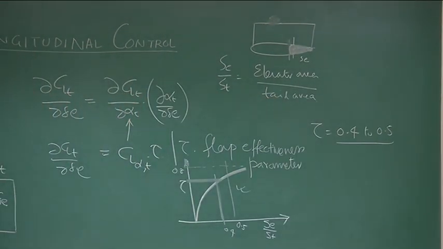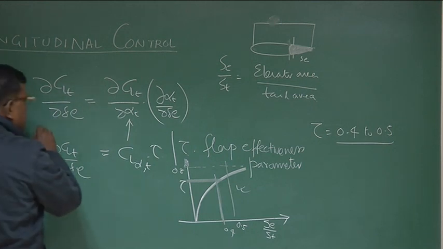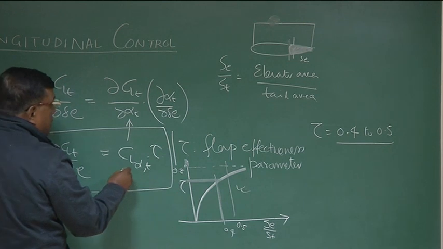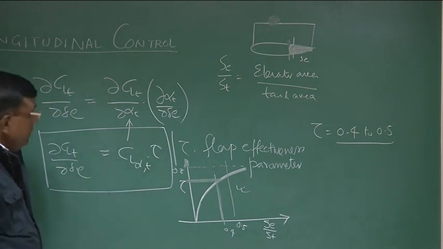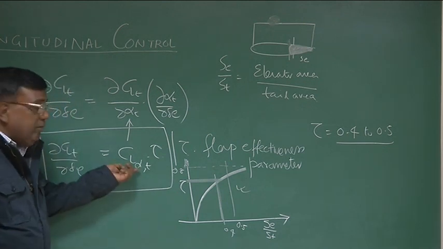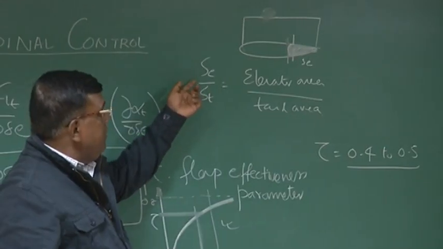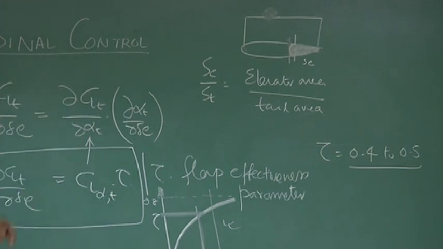Interestingly, we have understood that dCLT by d delta E can be computed through the geometry of the tail. Geometry will tell you what is CL alpha tail, depending upon the airfoil. Tau will tell you the ratio AC by ST. That is what you should appreciate.